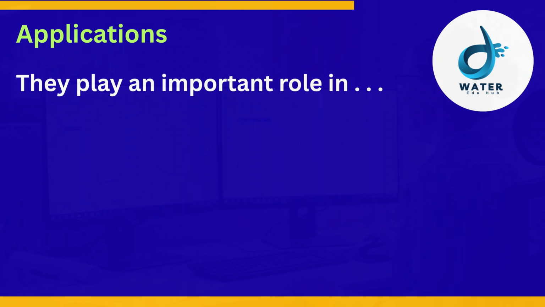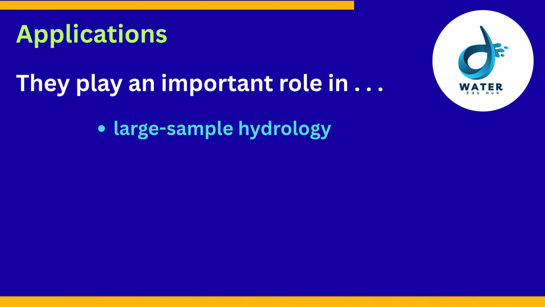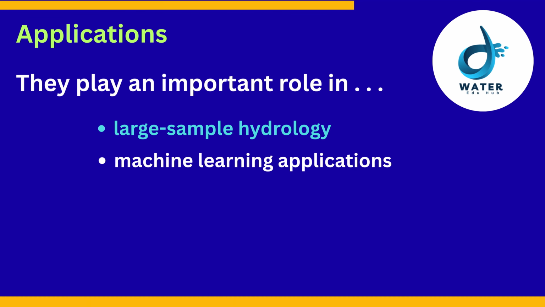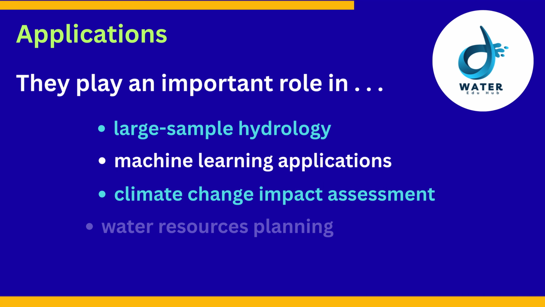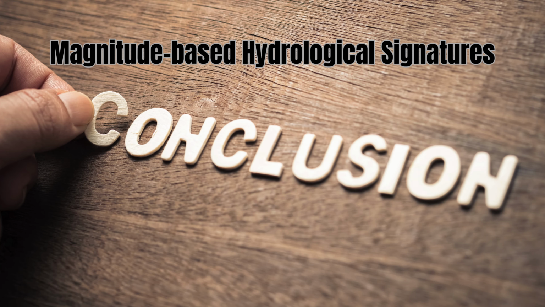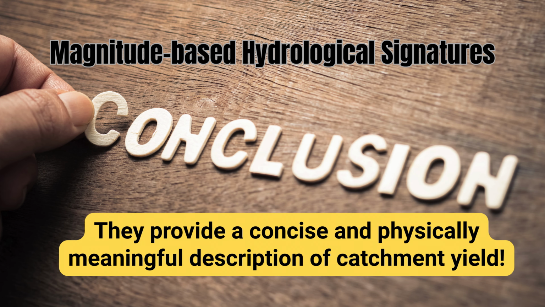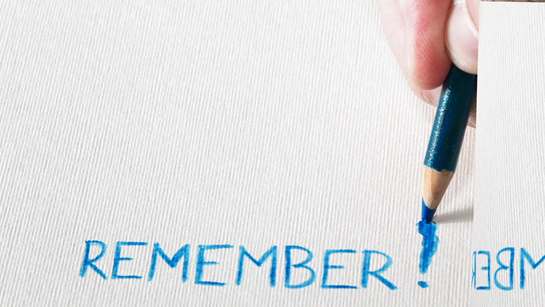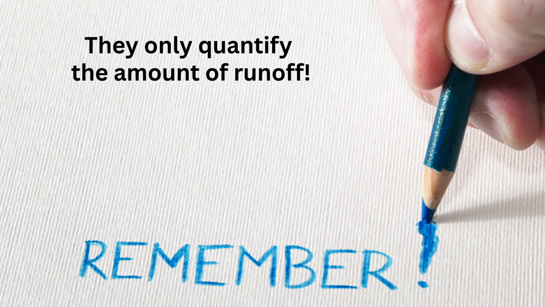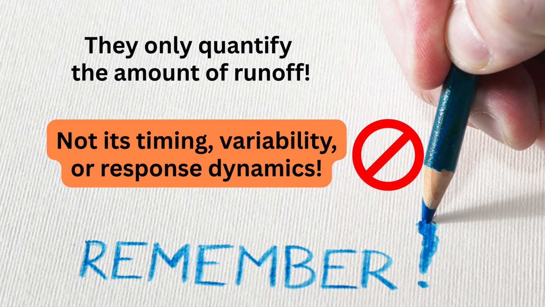They also play an important role in large sample hydrology, machine learning applications, climate change impact assessment, and water resources planning. Magnitude-based hydrological signatures provide a concise and physically meaningful description of catchment yield. However, remember that they only quantify the amount of runoff, but not its timing, variability, or response dynamics.